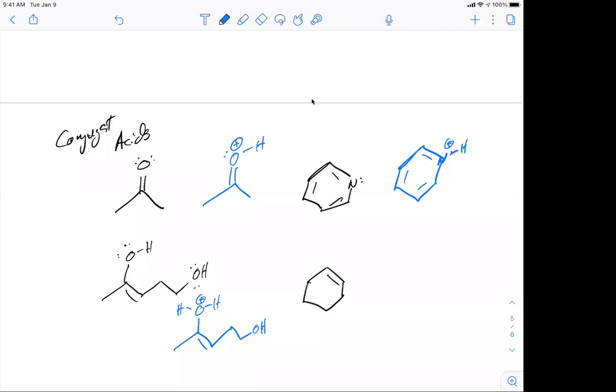And then this one, it's a little different. You wouldn't have seen this in that chapter, but this is the way you would protonate that. The alkene gets protonated here.